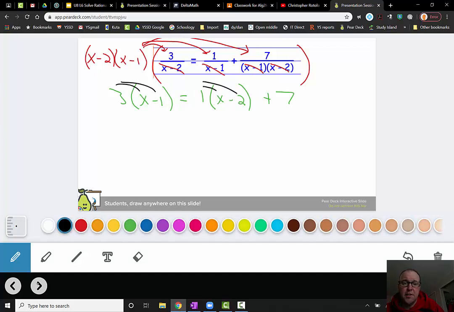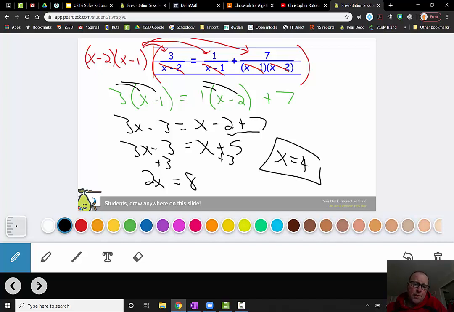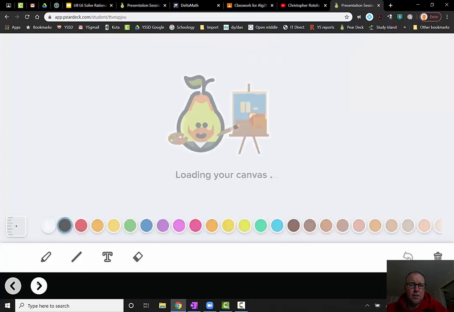Alright. A lot of distributing going on, lots of arrows. So 3x minus 3 equals x minus 2 plus 7. These guys go together, so x plus 5, 3x minus 3. Getting pretty close. Subtract the x, so we're going to get the 2x. And we're going to add the 3 to get the 8. So x turns out to be 4. Not too shabby. Alright, so we're doing pretty good with that. So the important thing is looking at all those denominators to find the least common multiple. When it was a plain old number, not too bad. Hopefully you find that this won't be awful. It's manageable. We can do this.